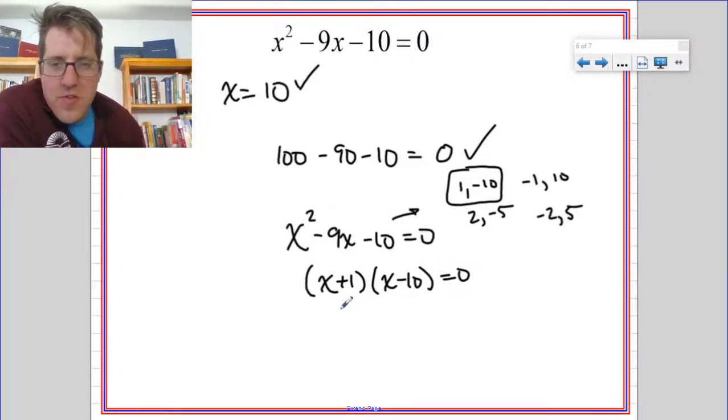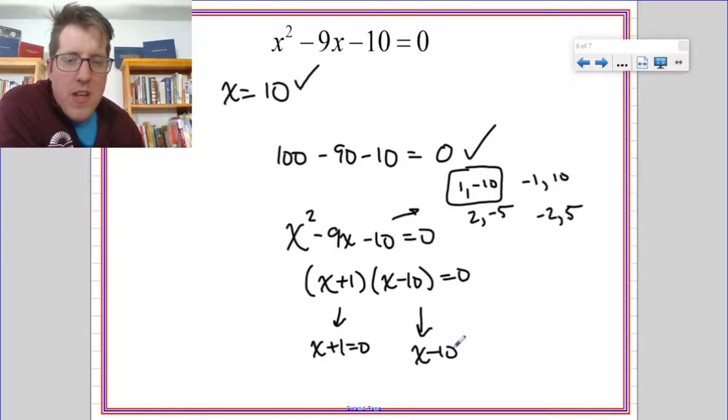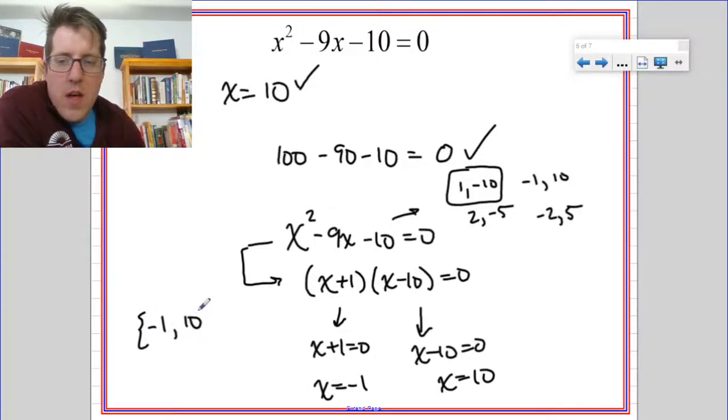Once I've got those factors, I can say, oh, this is going to be true if either x plus 1 equals 0, or if the other side, x minus 10 equals 0. So either x equals negative 1, which I didn't know, or x equals positive 10, which is what I guessed. Okay? So your goal when solving an equation by factoring is to go from the equation to the factored form, and then to solve two separate equations because of that. So this equation is going to have two separate solutions, negative 1 and positive 10.